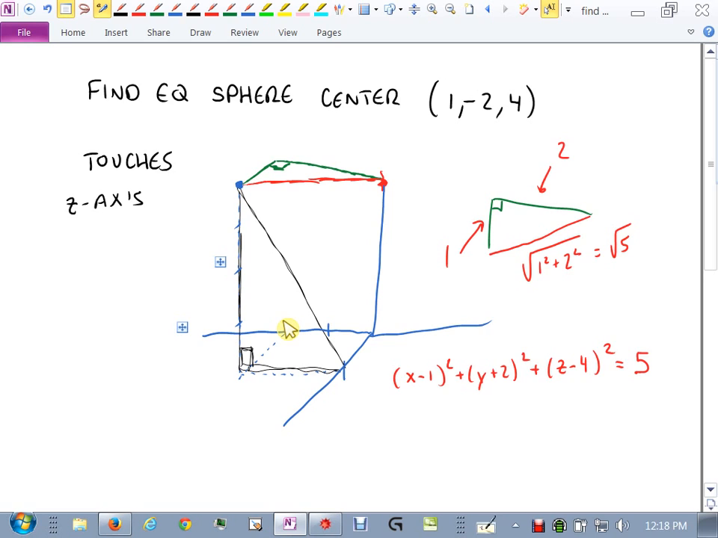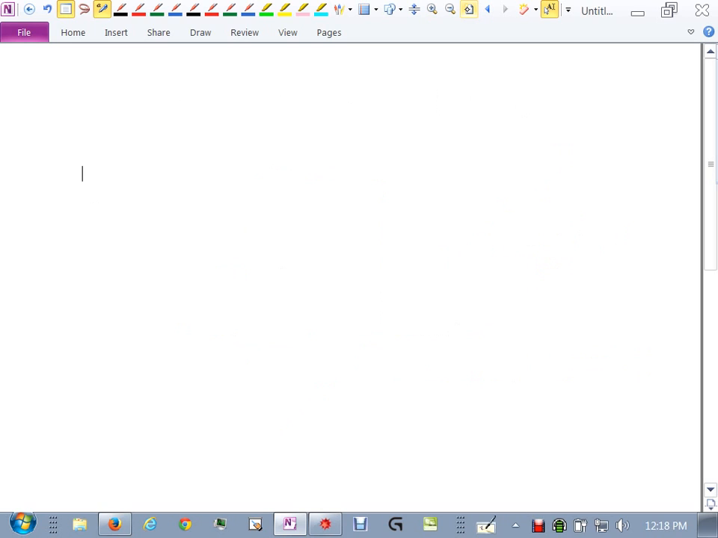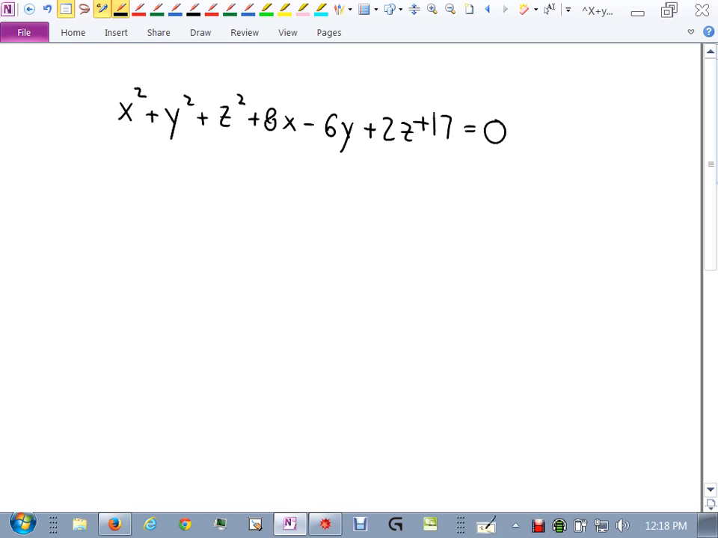All right, that's pretty much it for this section. Well, I won't do this problem, but I'll ask you how you would do it. If I put this equation up here, x squared plus y squared plus z squared plus 8x minus 6y plus 2z plus 17 equals 0, and I asked you to show that that's the equation of a sphere.